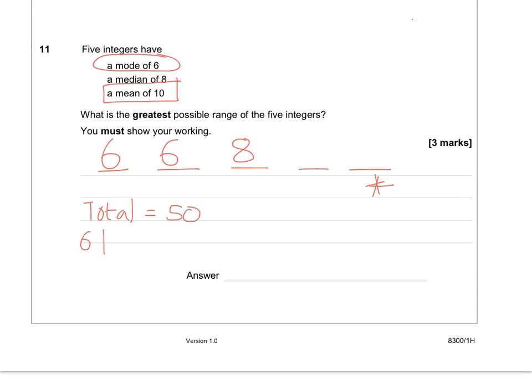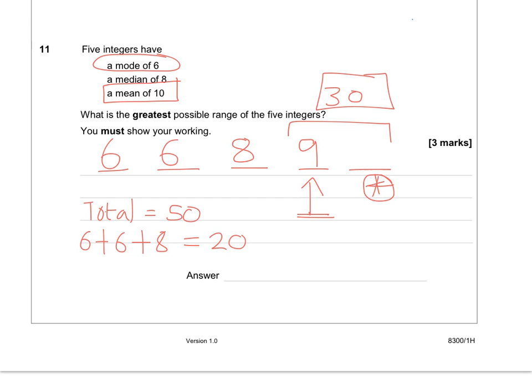Now, so far, 6 plus 6 plus 8 comes to a total of 20, which means these two numbers here have to come to a total of 30, and this number here, which we've starred, has to be as large as possible, and this number here cannot be lower than 8. It also cannot be equal to 8, because otherwise 8 and 6 are both the mode, and we know that 6 is the mode. So to make this number here as big as possible, this number here has to be as low as possible without dropping below 8, which means that this number here has got to be 9. If the two numbers add together to make 30, that means that this number here is going to be 21. So the greatest possible range of the numbers is 21 subtract 6, which is an answer of 15.